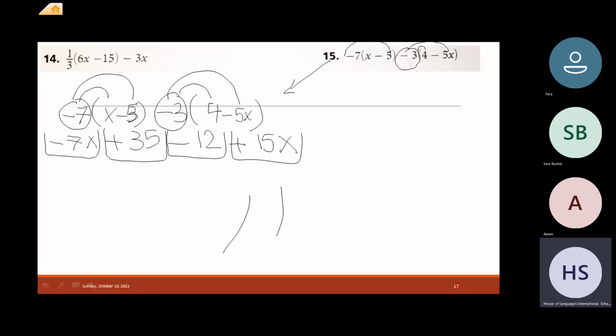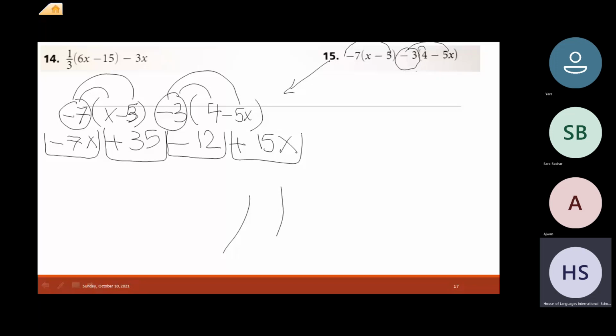It's not this one. I saw 15. That's why I'm confused. Negative 3 times 4, how does it equal negative 12? Because negative times positive is negative. Right, then I need now to combine the like terms.